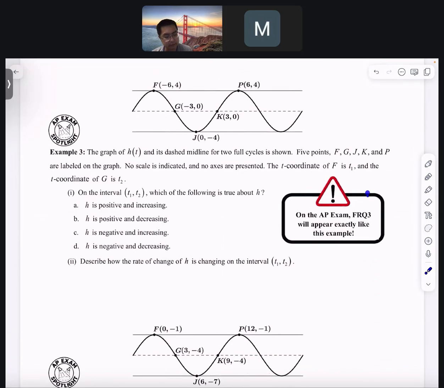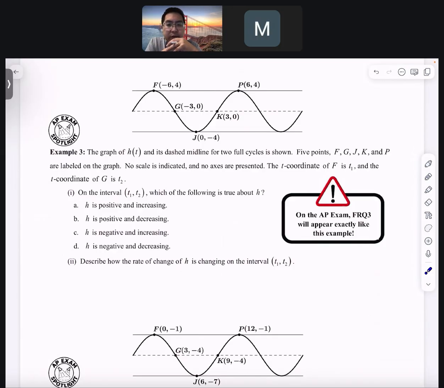By the way, you guys, this is an AP exam question, and this will appear exactly like what you will see on the AP exam. So let's take a look at this one. I want you to pause the video, process this, and see if you can answer this question by yourself. Hopefully you gave it a guess and see how it looked. So let's take a look at this.